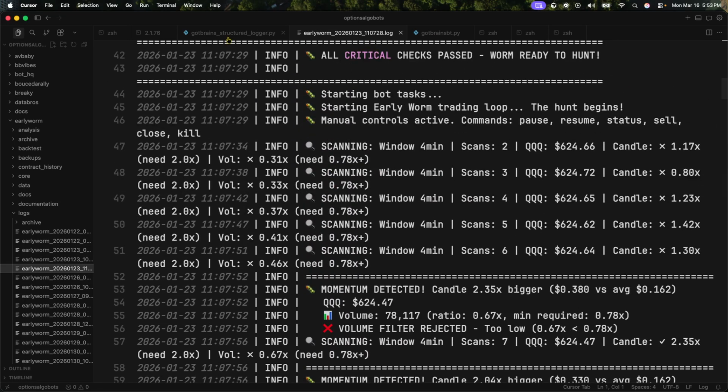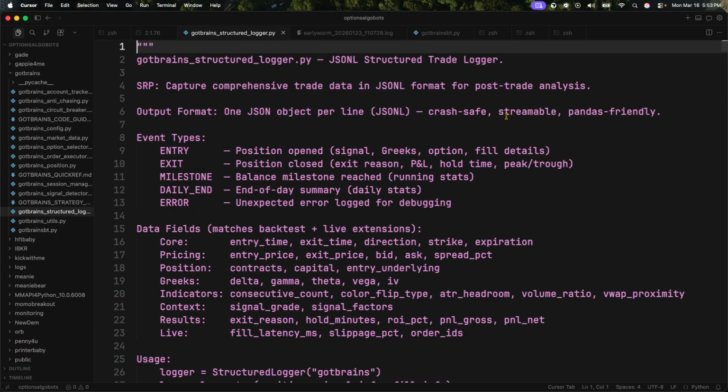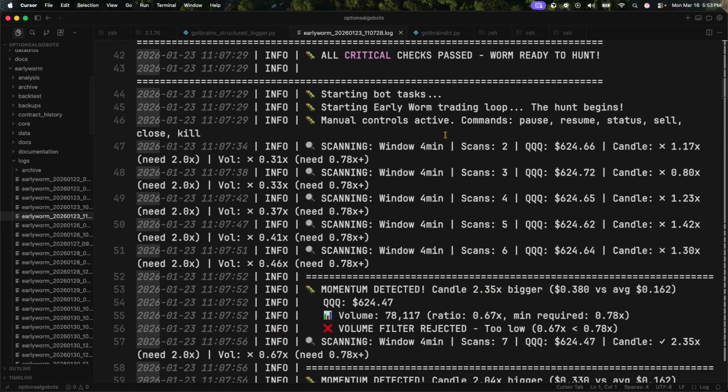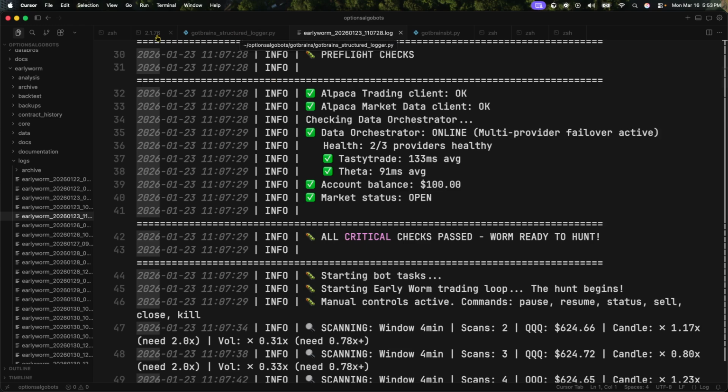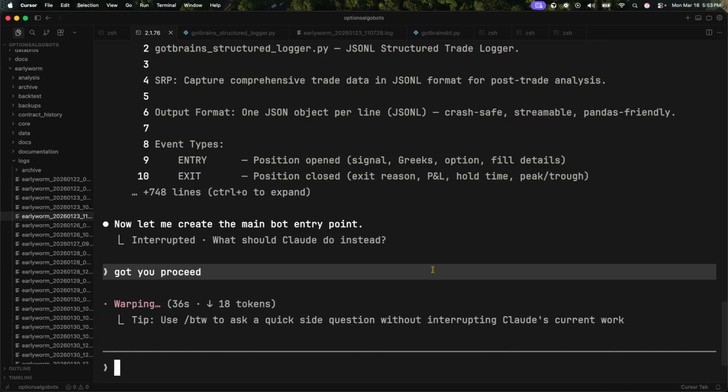But what I like to do is create a structured logger that, number one, creates this structured log for us, right? And there also is going to be a log analyzer that we can programmatically go through all of these trades and be like, all right, this is what worked, this is what didn't work, and this is how we can improve it.